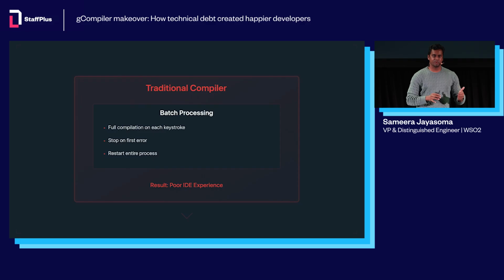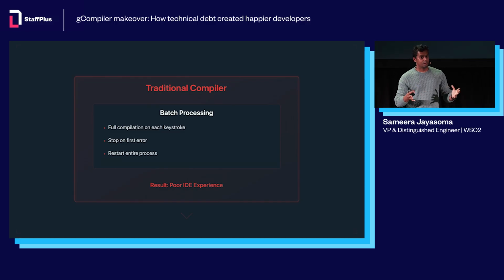For every keystroke, you have to run the compiler. Because when you type in an editor, literally on every keystroke, you have to run the compiler to get the errors, to get the suggestions, and all that. We don't normally think about that, right? But that happens underneath in IDE plugins.